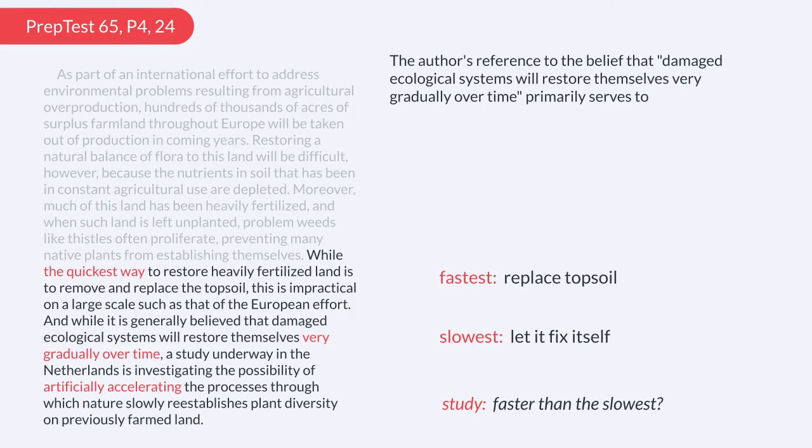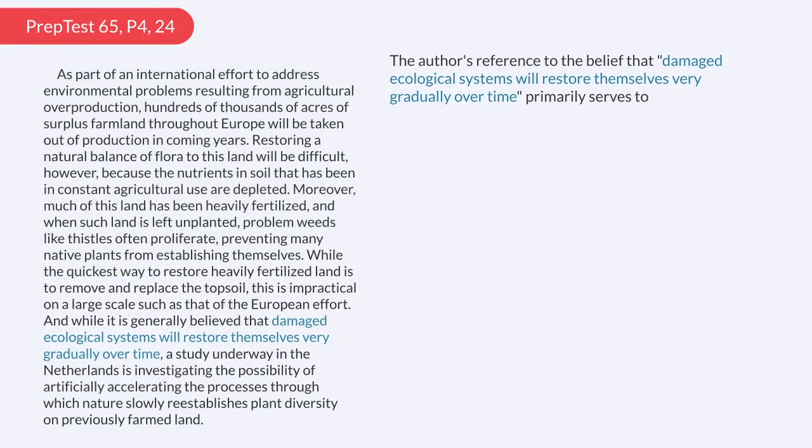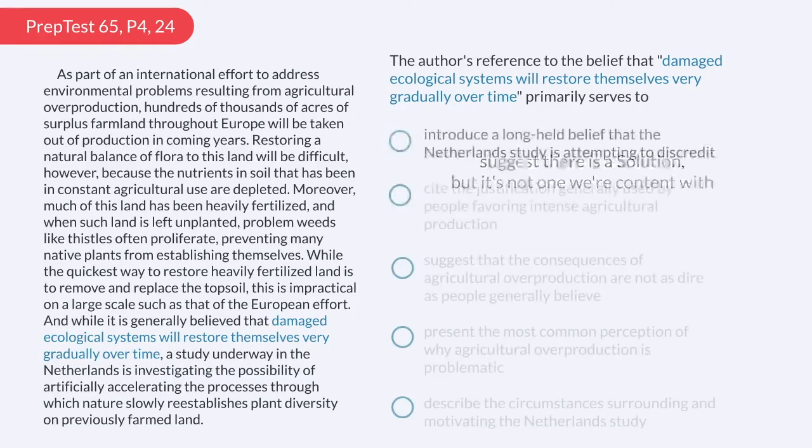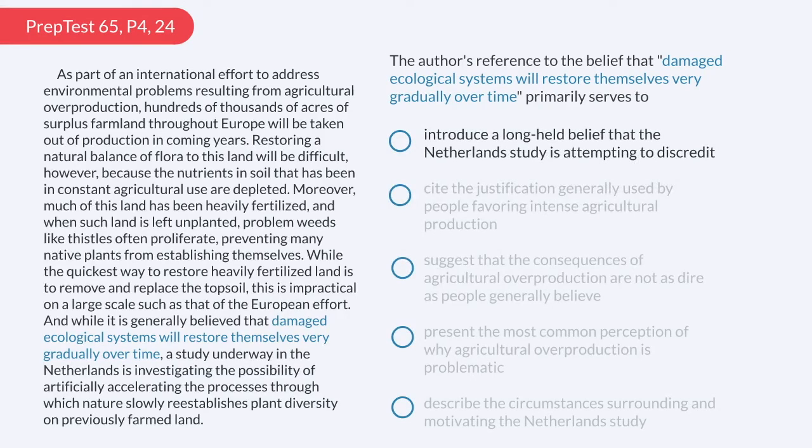So I would probably predict an answer that sounds something like, we're mentioning that it could restore itself very gradually over time to suggest there is a way to deal with this problem, but we don't love it. It's not as desirable as speeding it up a little. A is saying that the Netherlands study is trying to discredit the idea that an ecosystem will fix itself over time. That's not true at all. The study is trying to figure out how to speed it up. So it totally agrees with the long-held belief.